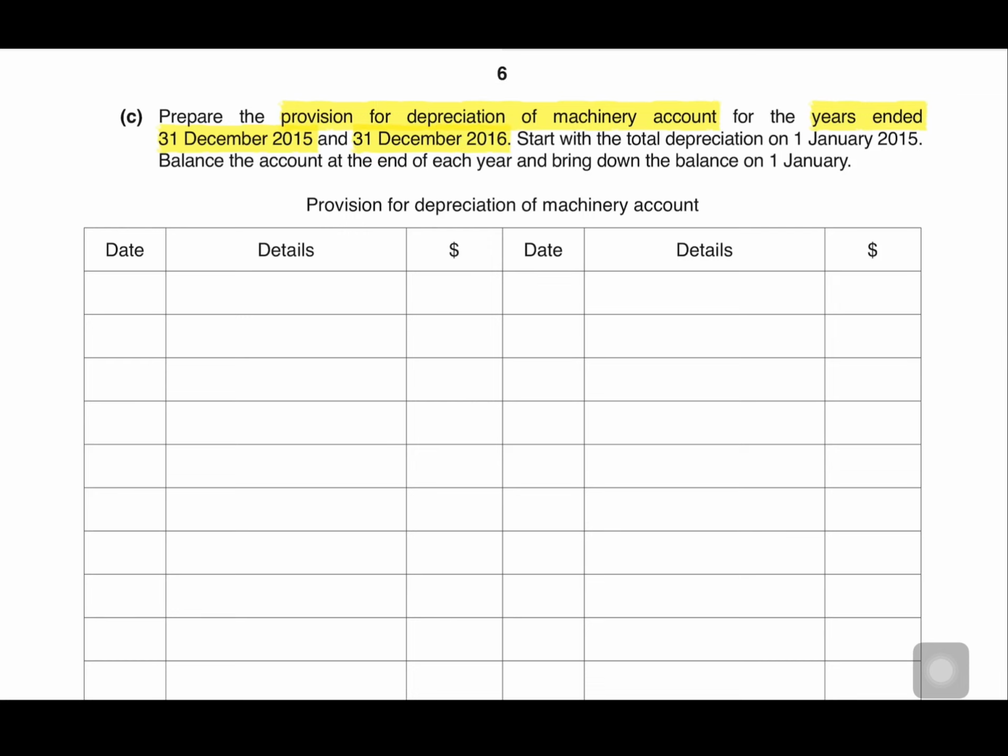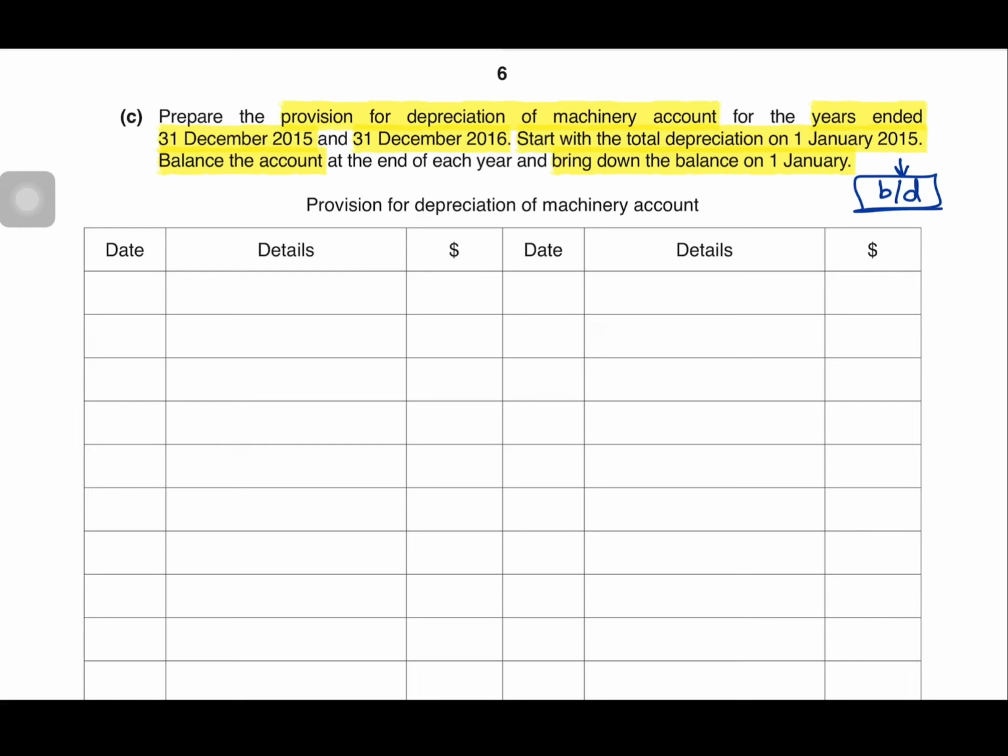So we just don't have to prepare it for 2016 but rather for 2 years. And what else are we told? We are told to start with the total depreciation on 1st of January 2015. That is the balance brought down figure, which was coming from the year end of 2014, and it became the balance brought down for 1st January 2015. We have to start our account with that figure. What else? Balance the account at the end of each year and bring down the balance on 1st of January as well. Right. So good.